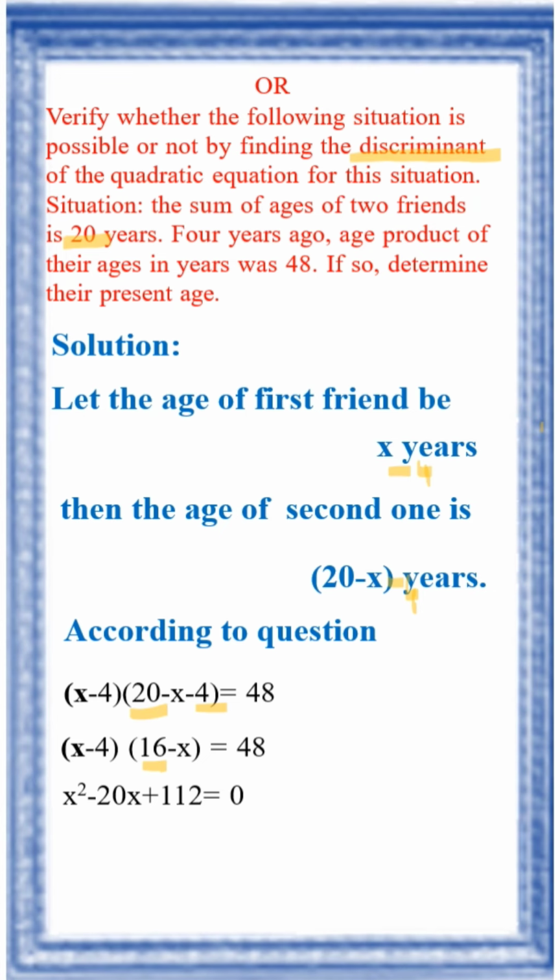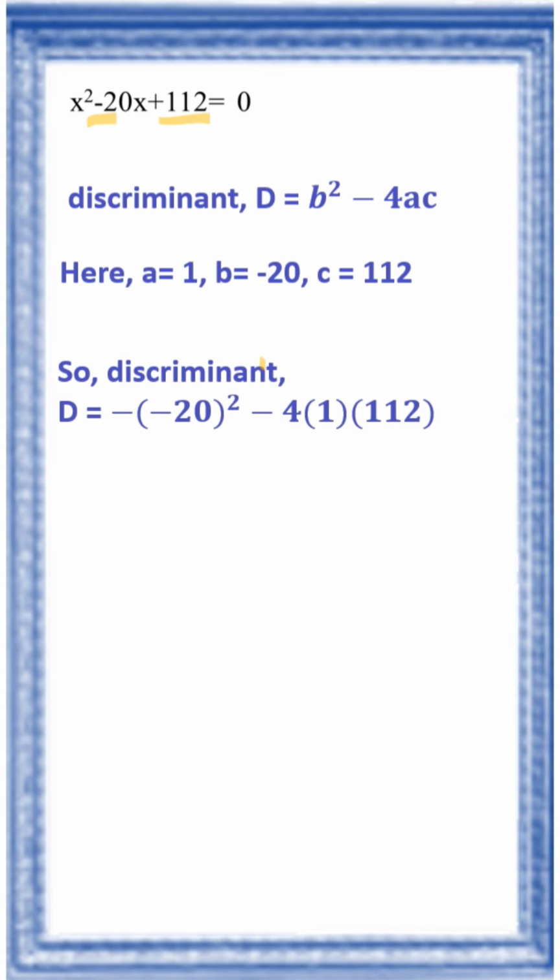After solving this, we get it in the standard form. Now we know that discriminant is b square minus 4ac. Here a is equal to 1, b is equal to negative of 20, c is equal to 112. So discriminant b square minus 4ac is negative of 20 the whole square minus 4 into 1 into 112. Solve it. 20 square is 400. 4 into 1 into 112 is 448. So D is equal to negative of 48.